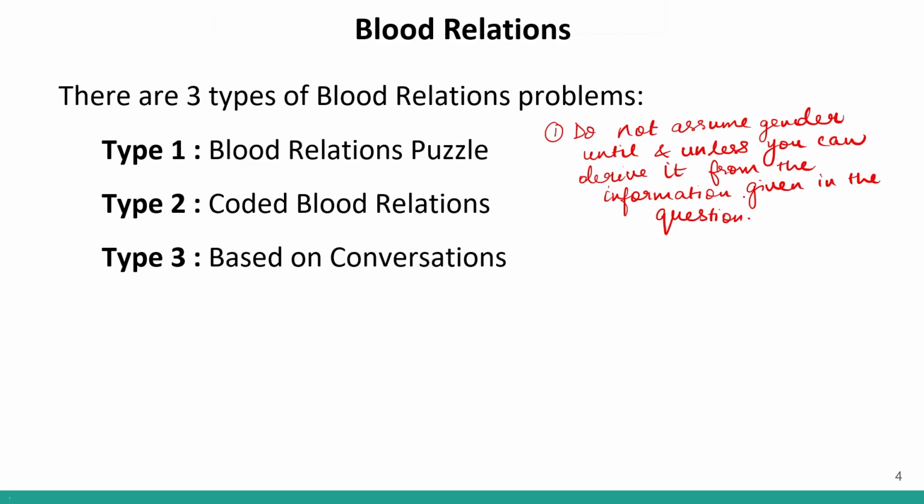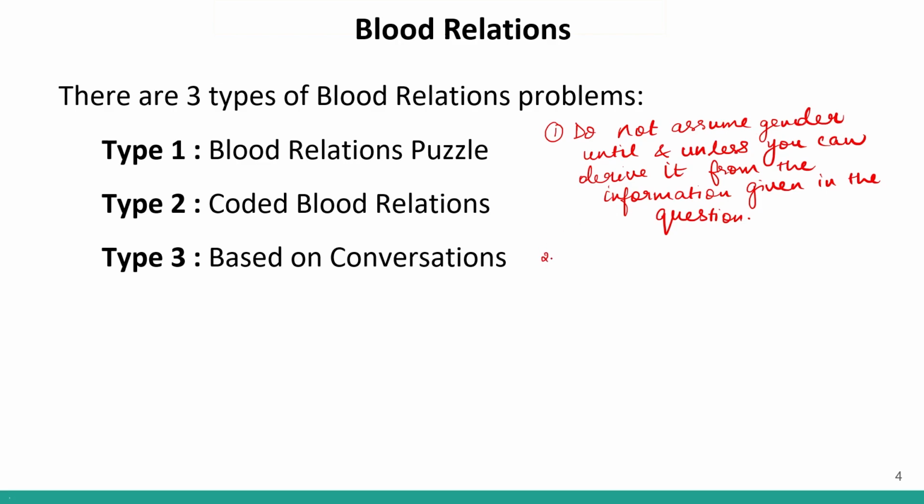So we assume that it could be a female. But sometimes the examiner plays a trick and Lalita is a male. So if you assume the gender, your question will be wrong. Your answer will be incorrect. So we never assume the gender while solving questions on blood relations unless we can correctly identify the gender based on the information, or it is specifically mentioned in the question.